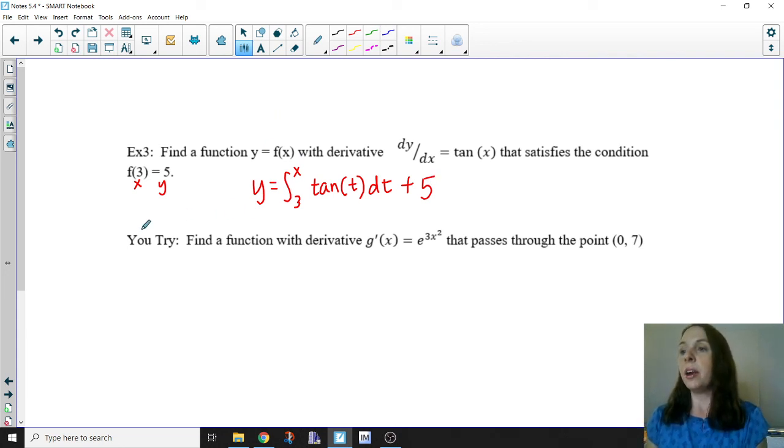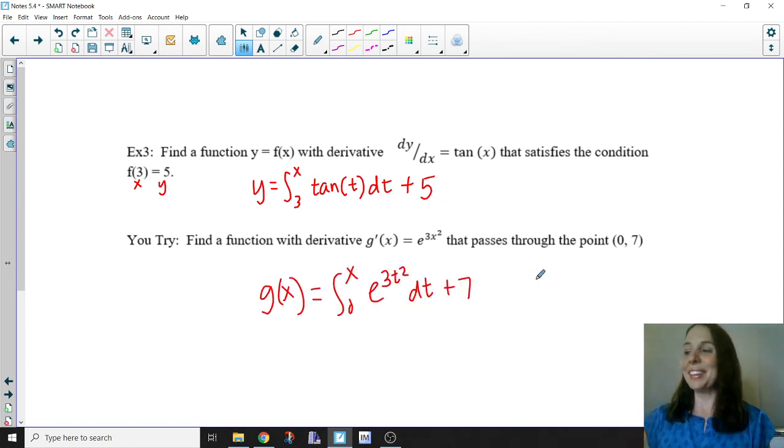Okay. All right, so there's one more for you to try. Find the function with the derivative g prime of x equals e to the 3x squared that passes through the point (0, 7). I would recommend that you pause the video now, try to write that out. I will as well, and I will bring you the answer when I'm done.